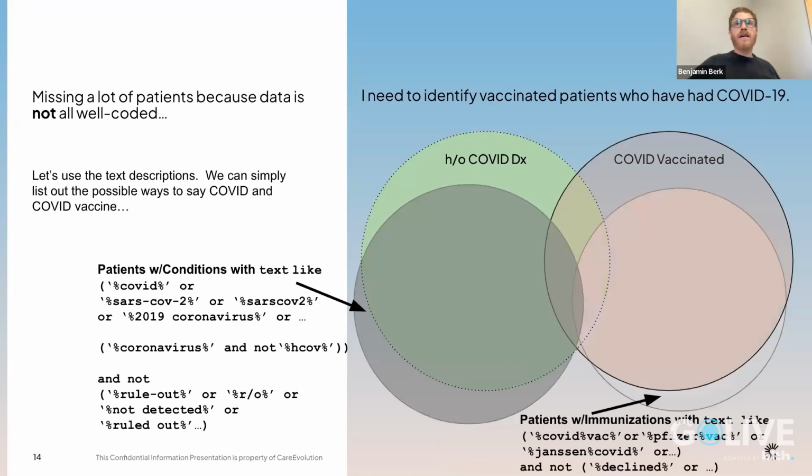So we might say, okay, we won't use the code. We're going to look at the text, right? The display, the name that's along with the condition. Okay. We could do that. But the challenge is we can do things like look for terms like COVID and SARS-CoV-2, 2019 coronavirus. So you can see we start to get into dealing with variations on how things are written.